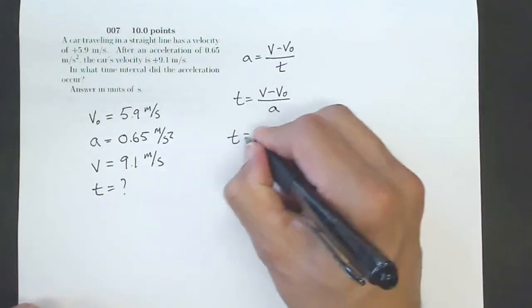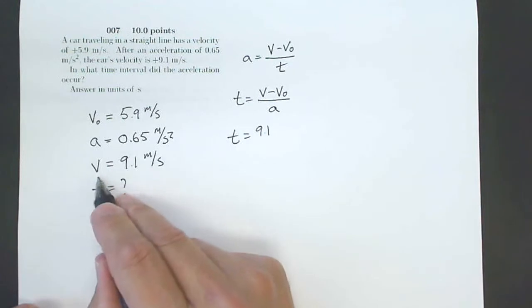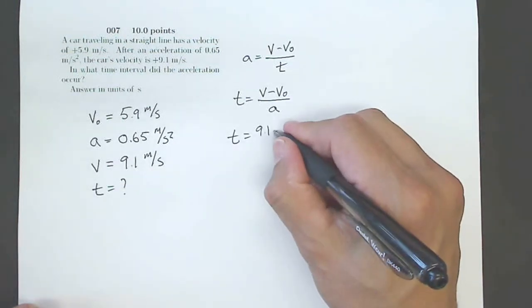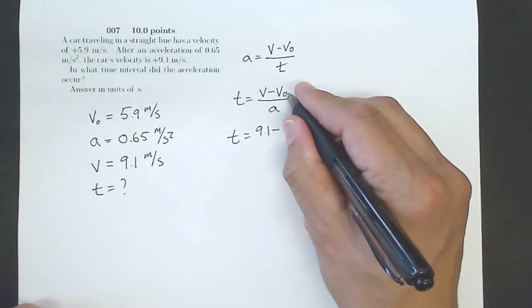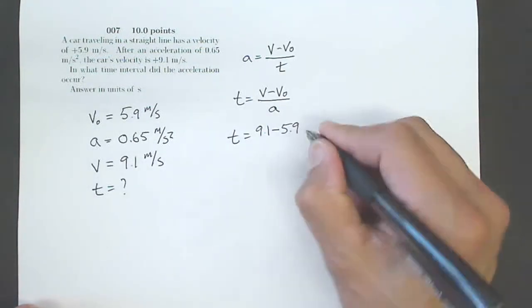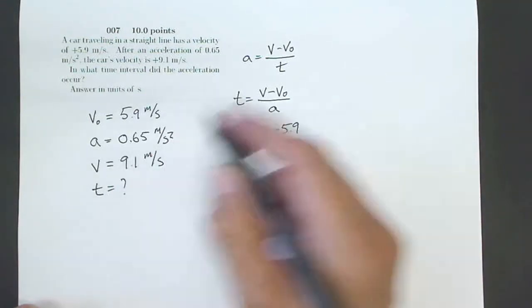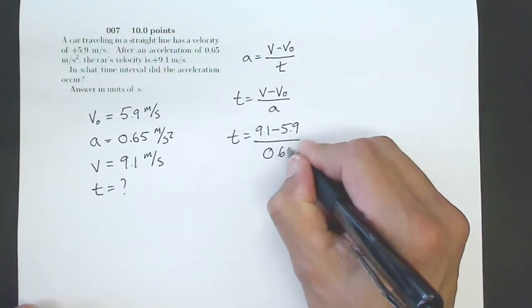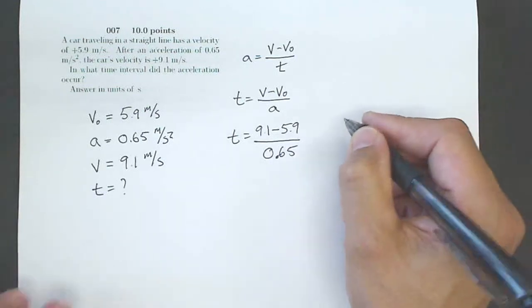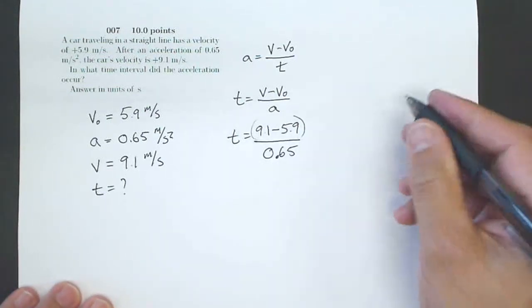So my time is going to be my final velocity of 9.1. Be careful there, that's my final velocity. Minus my initial velocity, v0, is 5.9 meters per second. That's all divided by my acceleration of 0.65 meters per second squared. So when I do that math, making sure to subtract these and hit enter before dividing by that, I'm going to get a number.